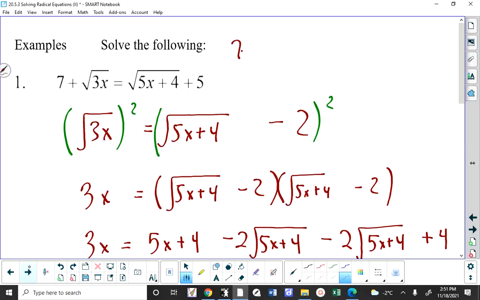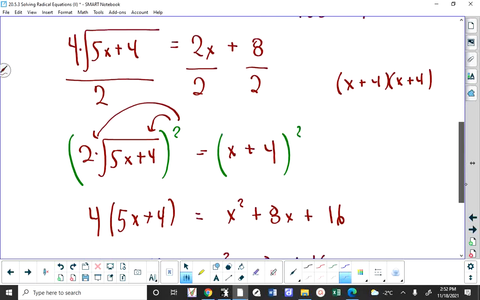Because on the left side we have 7 plus root 3 times 0, which is 7. Because 3 times 0 is 0, and the square root of 0 is 0. So you get 7 plus 0, you get 7. On the right-hand side we get root 5 times 0 plus 4 plus 5. Well, 5 times 0 is 0. 0 plus 4 is 4. The square root of 4 is 2. 2 plus 5 is 7. 0 works.